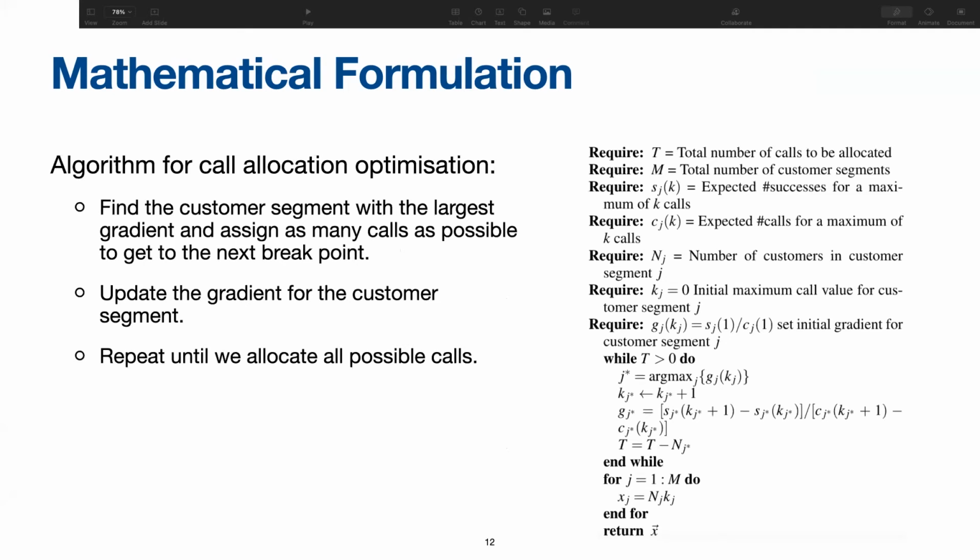Okay, so here we present the algorithm for call allocation optimization. To the right, it's in very much detail, but I've summarized that algorithm to the left. So the 3 main points are that firstly, we're going to find the customer segment with the largest gradient and assign as many calls as possible to get to the next breakpoint. Upon reaching that breakpoint, we're going to update the gradient for that customer segment, and we're going to repeat this procedure until we allocate all possible calls.